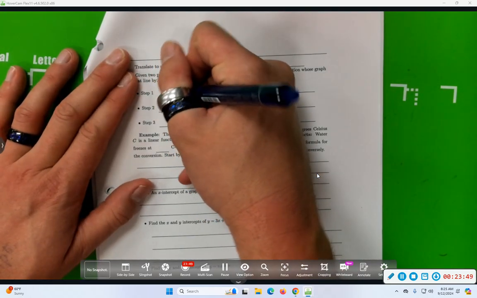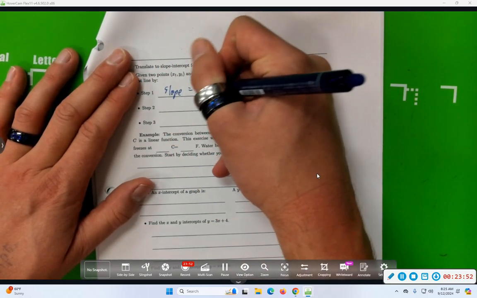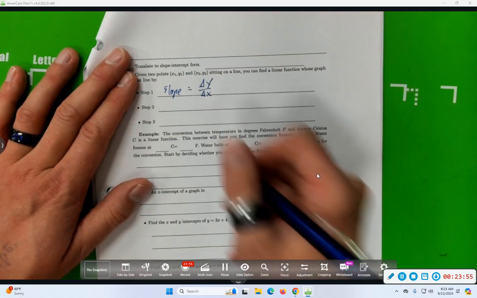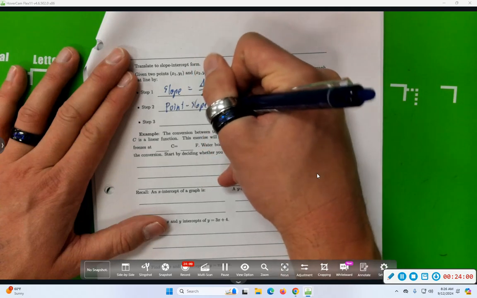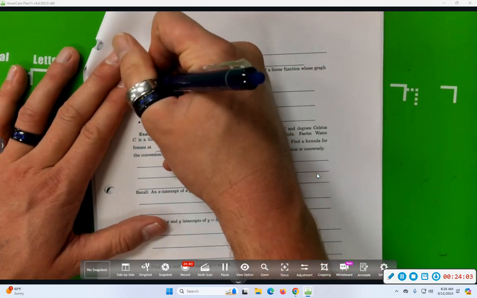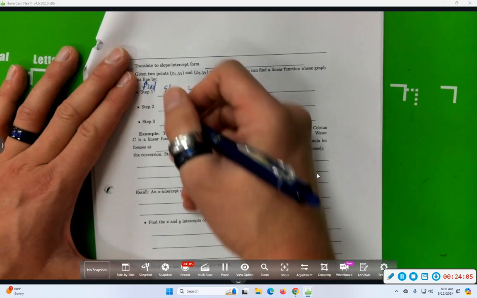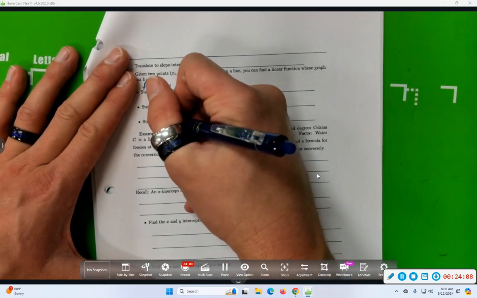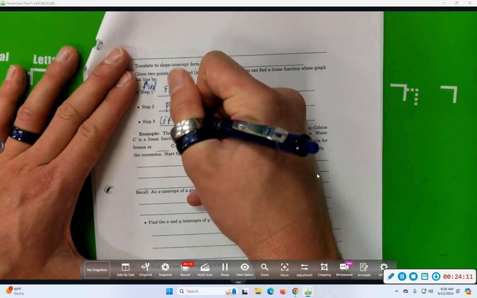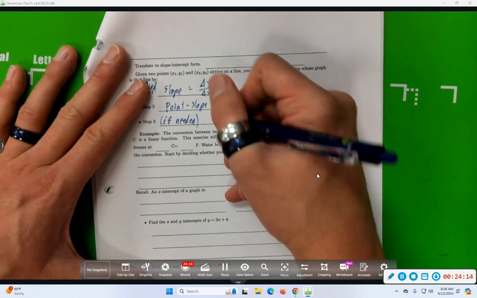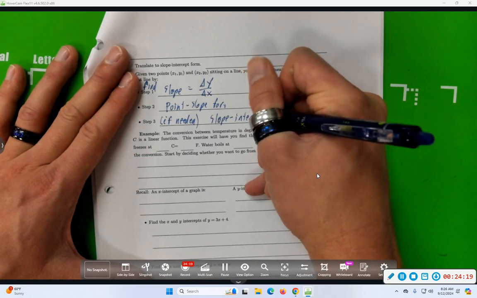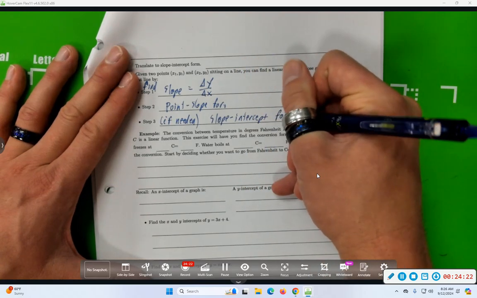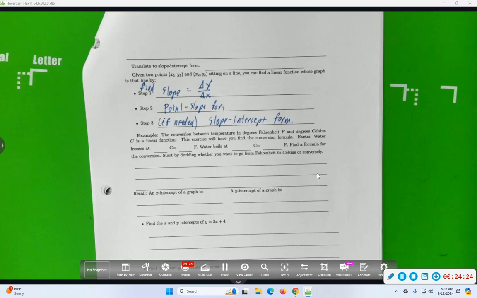Find the slope. Put the thing in point slope form. And finally, if you want to, put the thing in slope intercept form. Cool. All right.